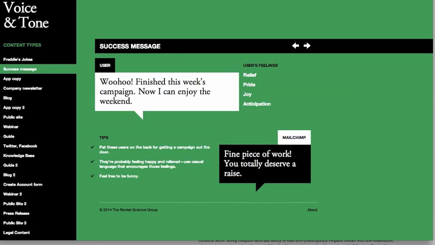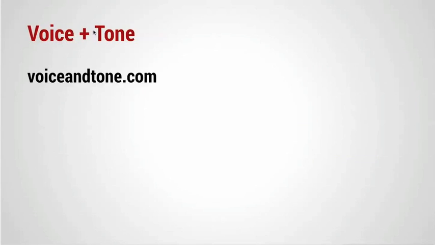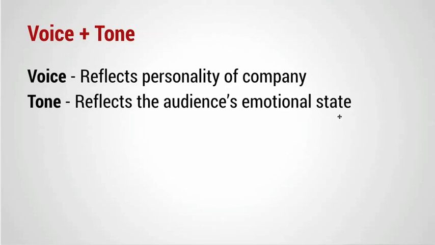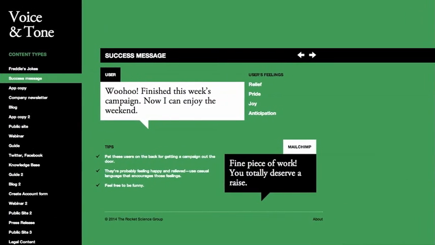Again, let me move this out of the way really quick. The tone reflects the audience's emotional state. So when the audience has succeeded in doing something on the site, what is their state? Relief, pride, joy, and anticipation. So MailChimp responds with this tone: excitement, exclamation points, patting the user on the back, being funny. So the personality, fun-loving chimp, friendly, cares about you. Tone, exciting, patting on the back.